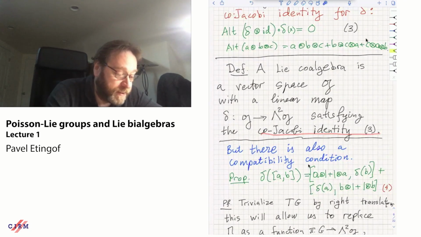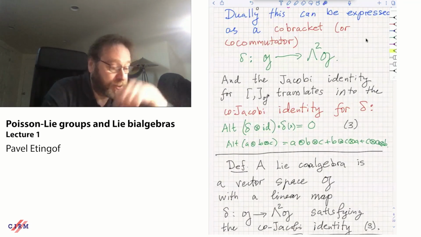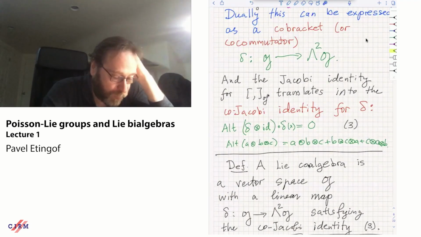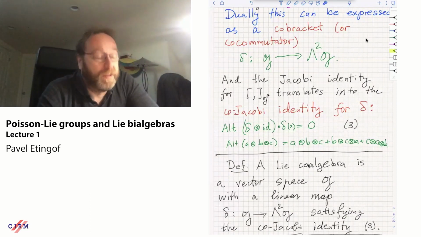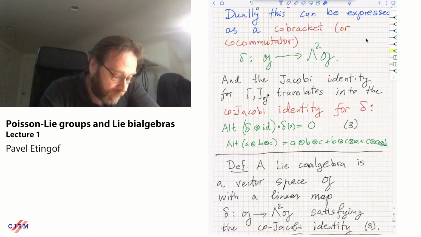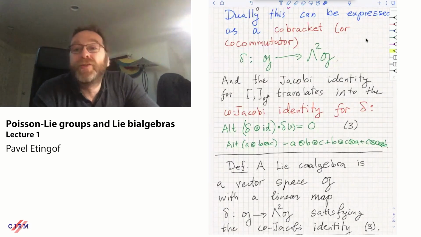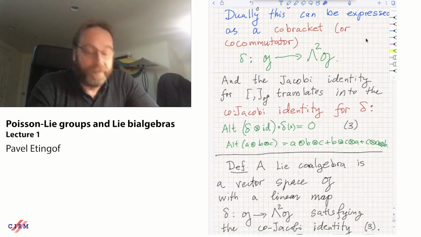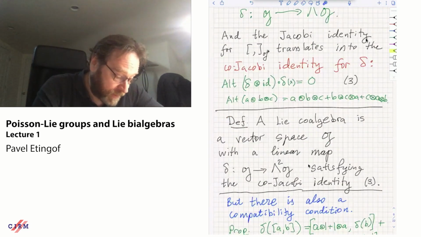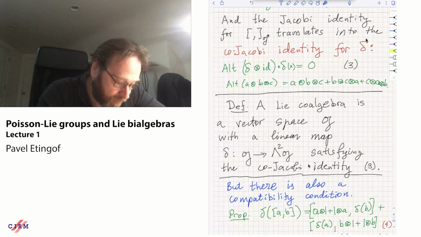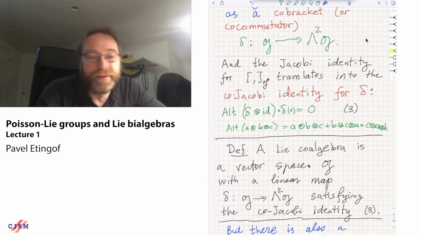And so we see that the Lie algebra of a Poisson-Lie group is both a Lie algebra and a Lie coalgebra. But that's not it. There is also a compatibility condition. Like I mentioned, if you have two structures on the same set, you want to have a compatibility condition, and we do have it here. So I will explain it in a second. But meanwhile, are there any questions?